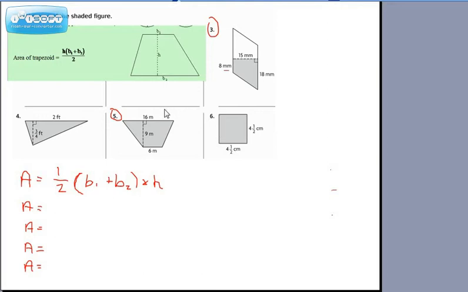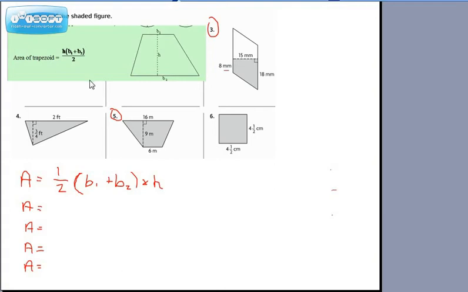A trapezoid is a quadrilateral. It means it has 4 sides and it has one pair of parallel lines. So see how this is parallel to this? Now this line is not parallel to that line. If opposite sides were parallel and it was a quadrilateral, then it would be a parallelogram. But if you just have one pair of parallel lines, then you know you're dealing with a trapezoid.